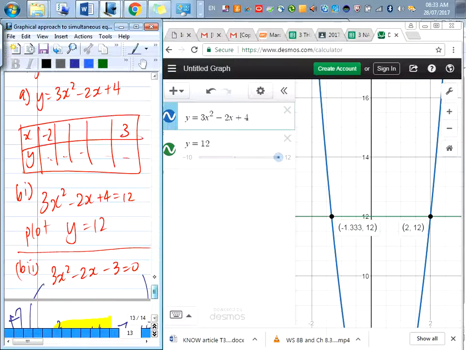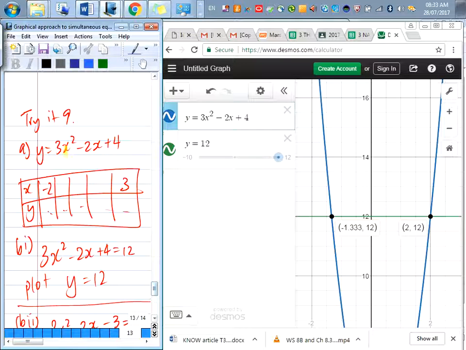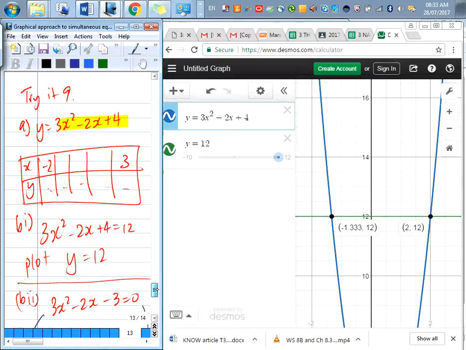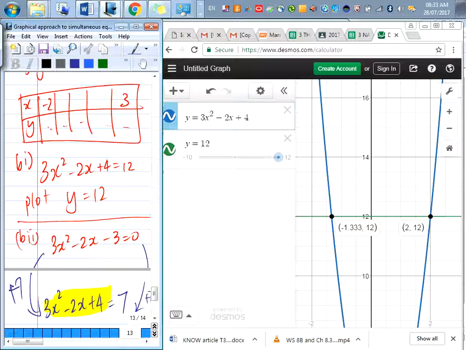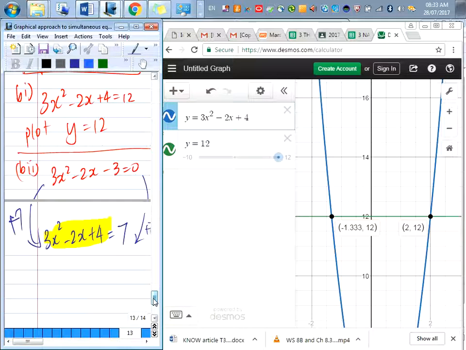Try It 9, which we already plotted. 3x squared minus 2x plus 4. So now that we have the graph, what is the other graph I need to plot? Yeah, y equals 7. So I plot y equals 7. The point of intersection will be my solution.